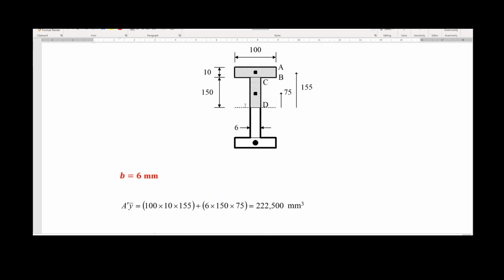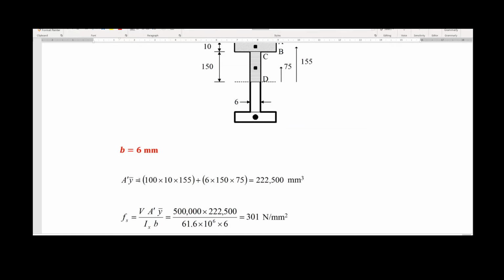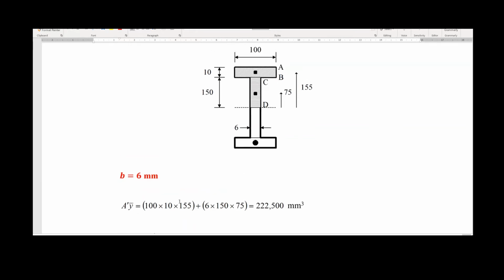Now, the thing is that the area that we have to define on top of the line where we're doing the analysis are two rectangles, this rectangle in here and this rectangle in here. And you have two distances from the centroid to the neutral axis, and these distances are 155 and 75 in this case, for obvious reasons in the geometrical analysis of this cross section. So the moment of area will have two parts, the moment of area of this rectangle and the moment of area of this rectangle on the web. So you have the numbers in there.